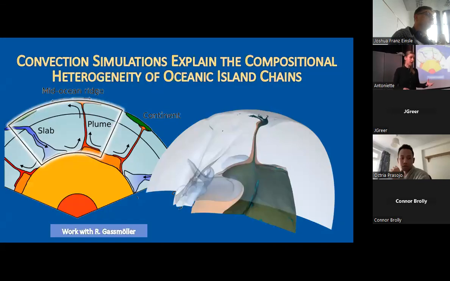So now in the last part, I want to look at whether we see some of this material that accumulates at the core-mantle boundary being entrained back towards the surface in ocean islands. I want to look at how convection simulations might explain compositional heterogeneity of ocean island chains. And this is work I did with René Gassmer.